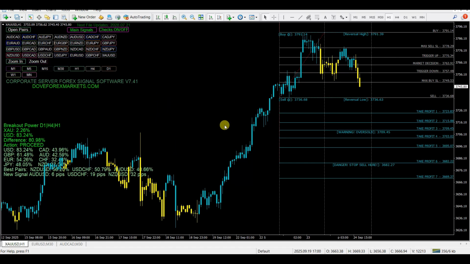All in all, guys, this is the corporate server Forex signal software, and I'll tell you guys, you need this software. Stick with it, guys. It's a game changer. You need this software. I cannot overemphasize the importance of the corporate server Forex signal software to a professional trader and also to new beginners in the Forex market. Guys, you need this software.